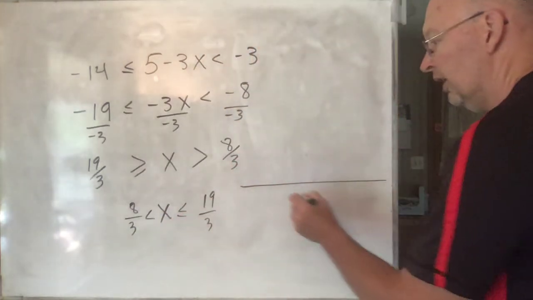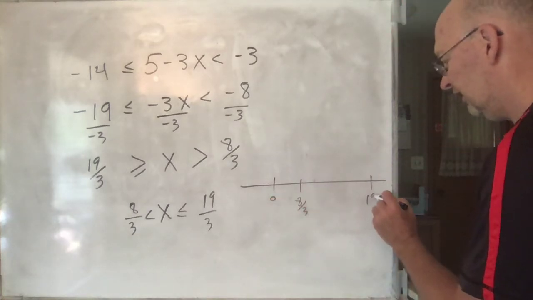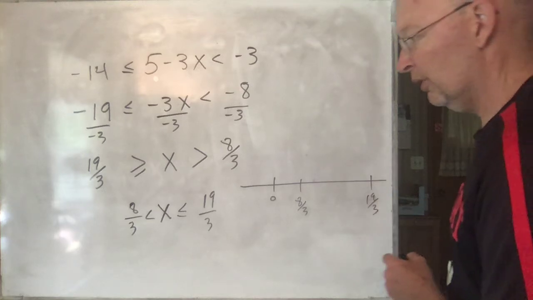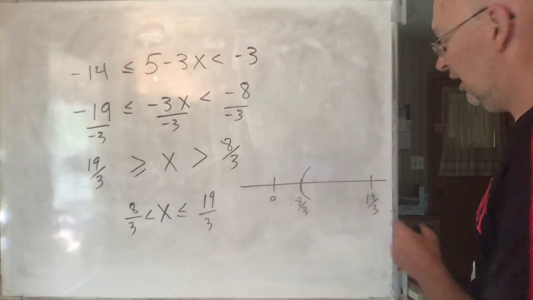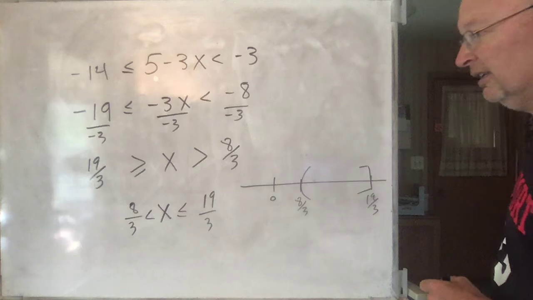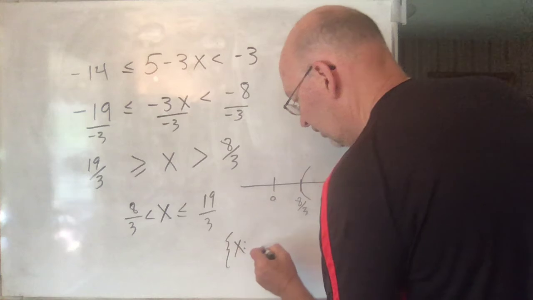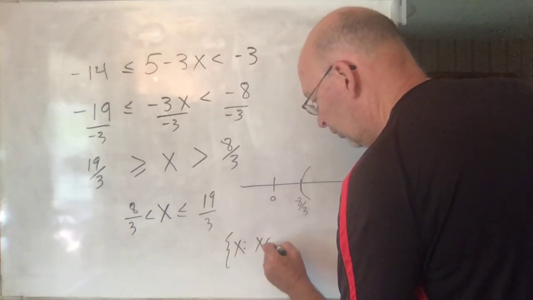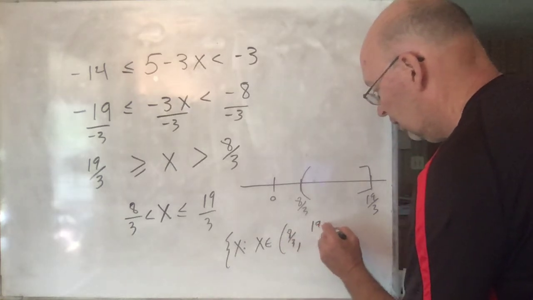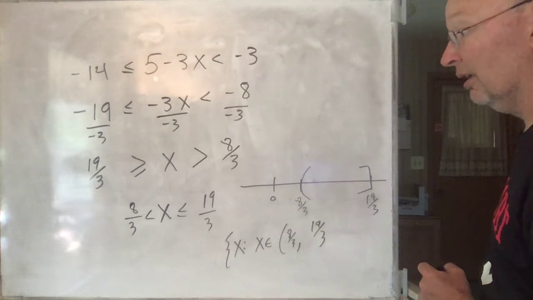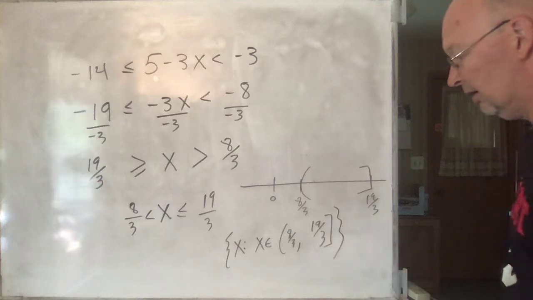And so basically it's saying what? It's saying here's 0, here's 8/3 right there, there's 19/3 right there. And so what are we told? We're told that x is somewhere greater than 8/3 and less than or equal to 19/3. So if you wanted to, you could say it's the set of all x's such that x is an element of what set? From 8/3 to 19/3. Okay? And that's a bracket right there.